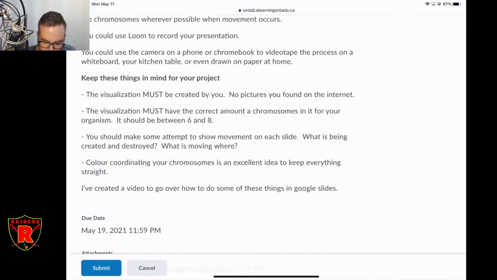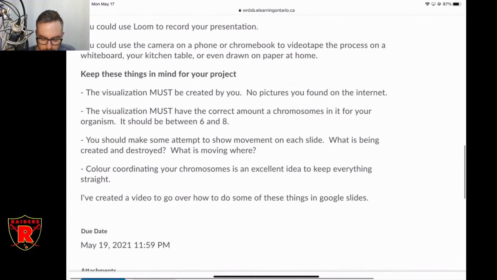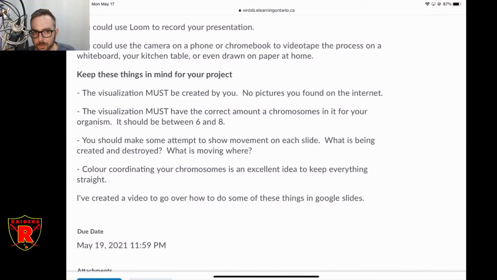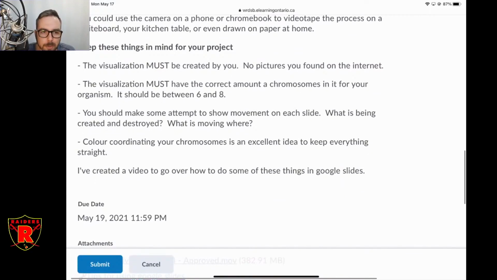So the key here is that the visualization component has to be made by you. So you can't just look up pictures of each of the steps and say, here's this thing, here's this. The whole point is that you make the visualization. Okay, so there's no pictures from the internet in this at all. All right, other than you could show me a picture of your organism, but don't show me any of the steps of meiosis. This should all be your own work.